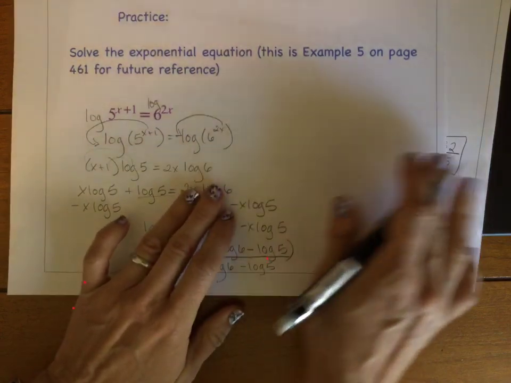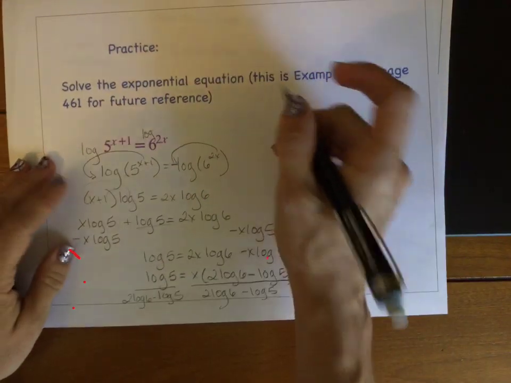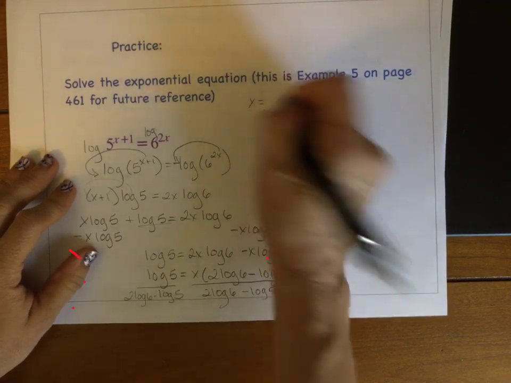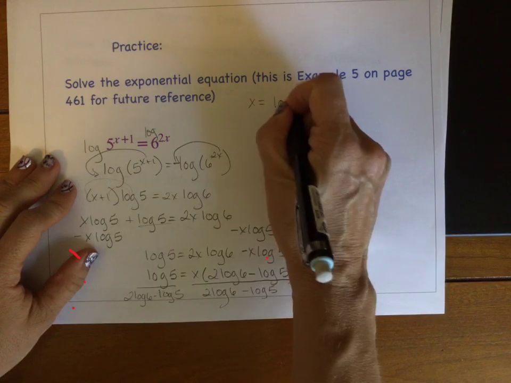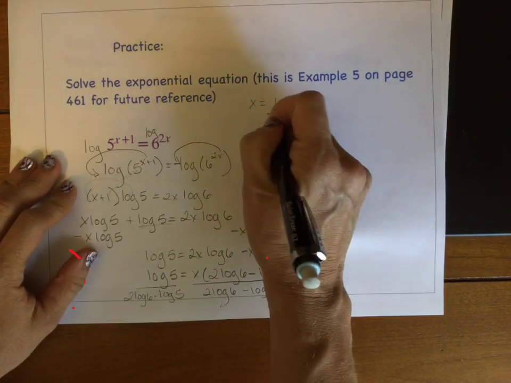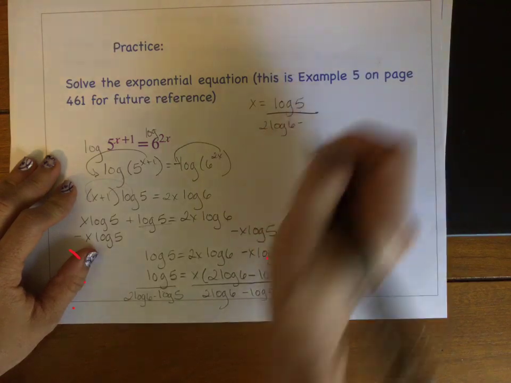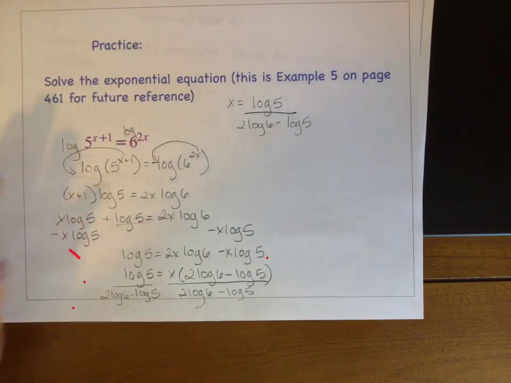So now my final answer for this is going to be x equals log 5 divided by 2 log 6 minus log 5. And that's your final answer.